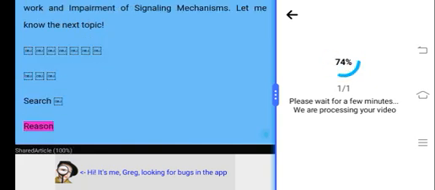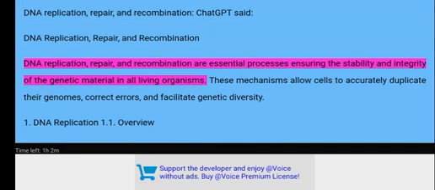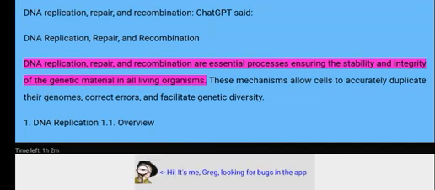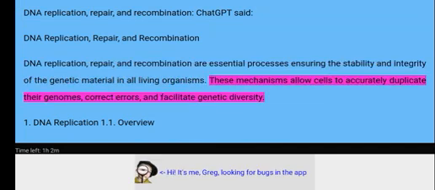DNA replication, repair, and recombination. DNA replication, repair, and recombination are essential processes ensuring the stability and integrity of the genetic material in all living organisms. These mechanisms allow cells to accurately duplicate their genomes, correct errors, and facilitate genetic diversity.